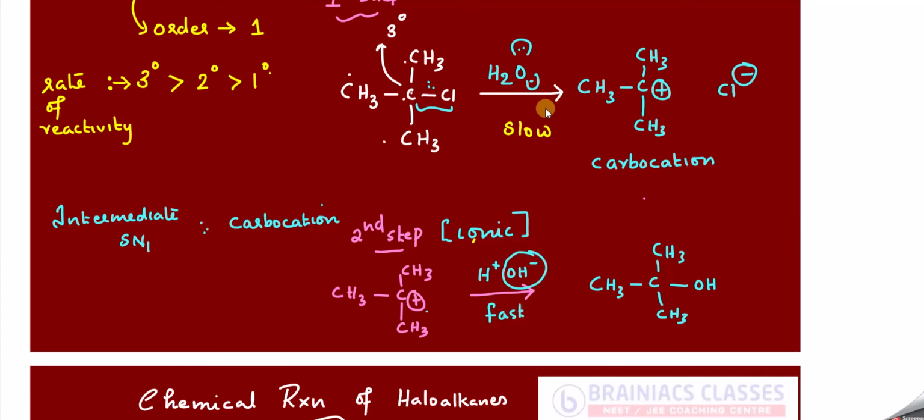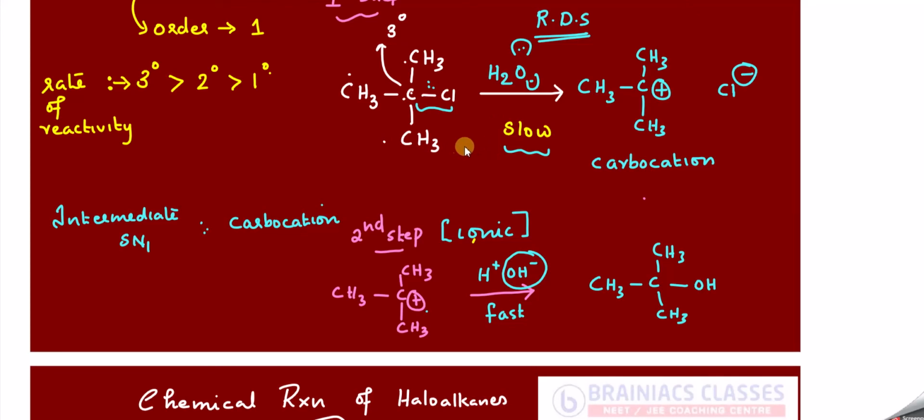So from these two reactions, the slowest one is this one. So we can measure its rate only. That's why it is called the rate determining step of the SN1 reaction. So the formation of carbocation is the rate determining step. So with this only we can measure the rate.